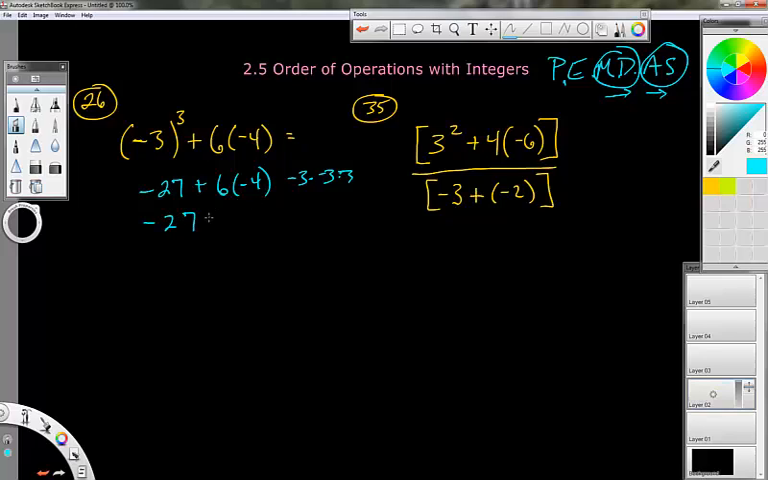Now we're going to multiply these two, so it's going to be 6 times -4 would be -24. So we will write this as -24. These signs are the same, so you would add the numbers and keep the negative sign. That would be -51.